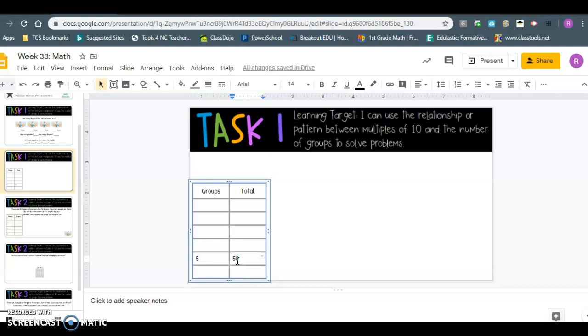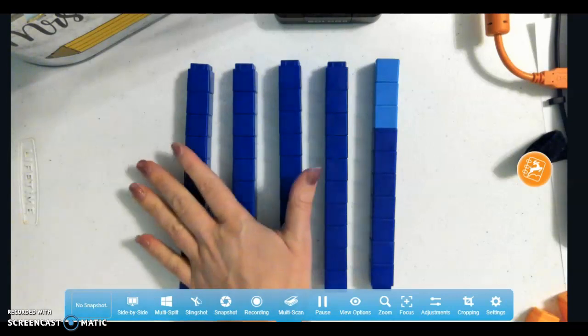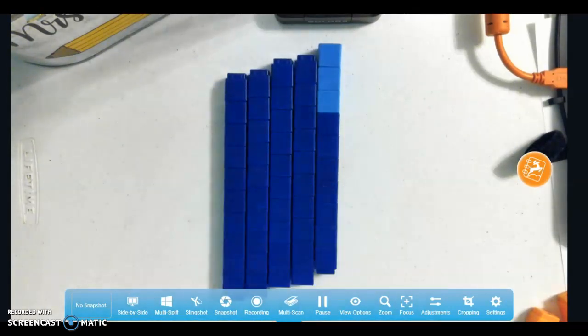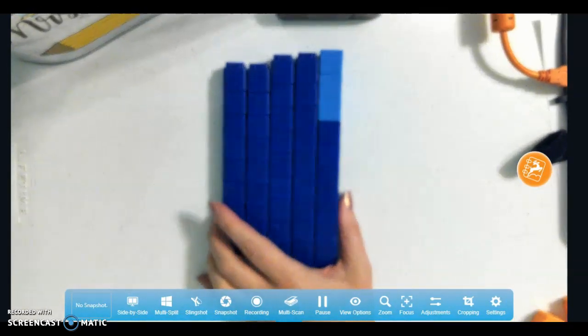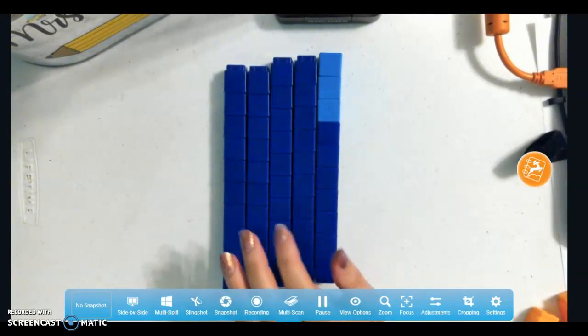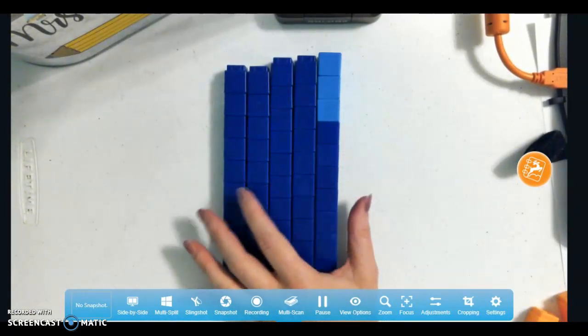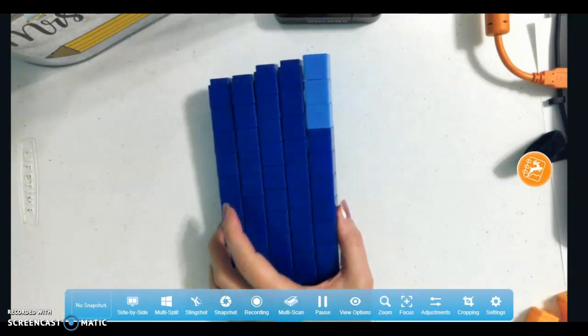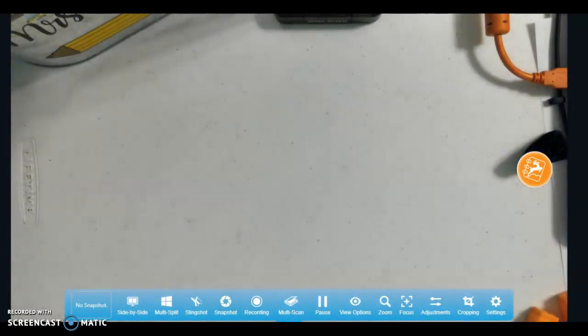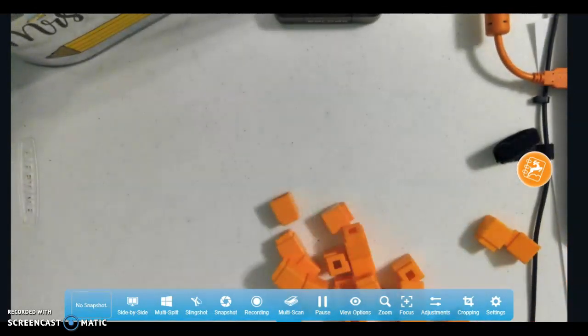Now I'm going to spin the tables on you. I'm going to do something a little bit different. Let's go back to our camera. 5 groups is 50 cubes. Or 5 people with 10 fingers is 50 fingers. Let's do it backwards this time. Check out this mess.